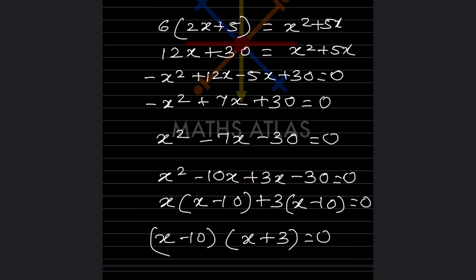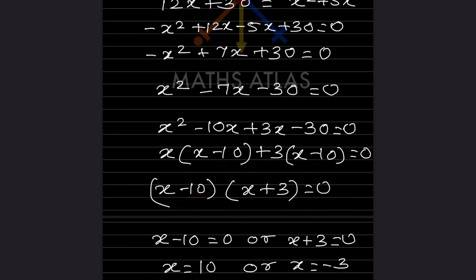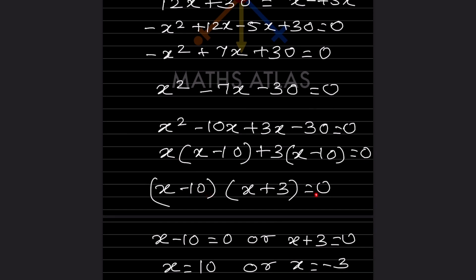And the second group, what is common? 3. So 3x minus 30. So in the bracket will be x minus 10. So both the brackets are same, means you are going to write it only once: x plus 3 is 0. So x minus 10 is equal to 0 or x plus 3 is equal to 0.